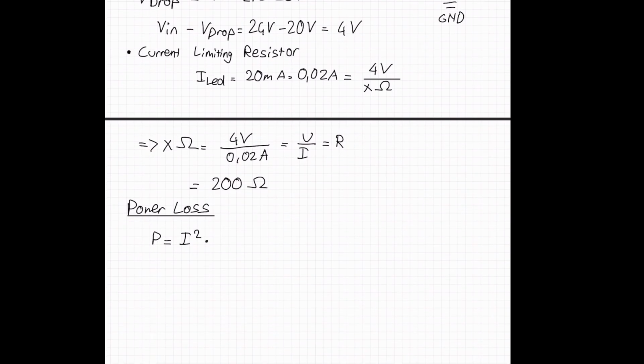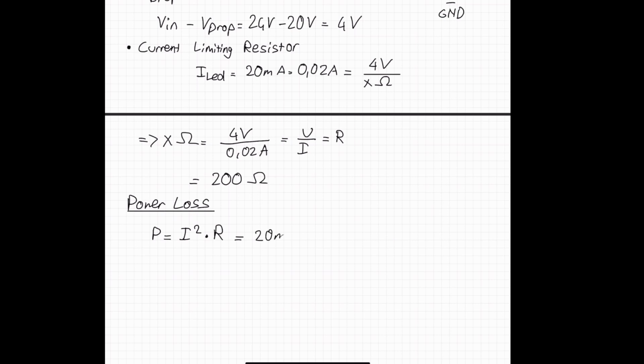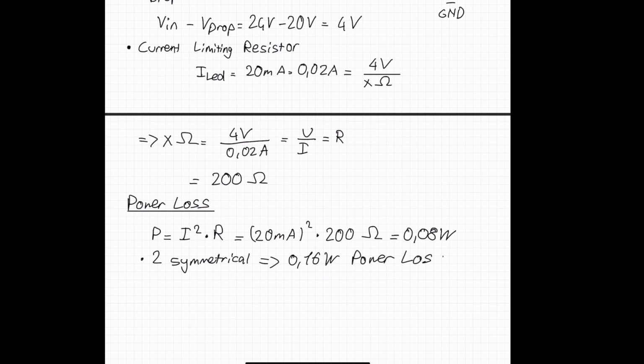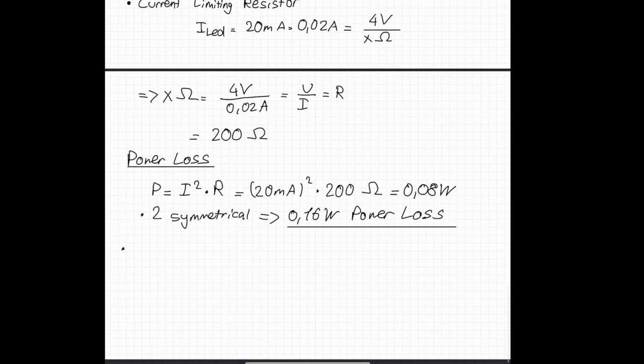Now the power loss. We have a power loss P equals current squared multiplied by resistance. So 20 milliamps squared multiplied by 200 ohms is 0.08 watts. We have two symmetrical branches which have the same power loss, which means 0.16 watts of power loss. So we are losing that much power because of the resistors. How can we make our circuit more efficient? Efficient here means reducing the power loss.